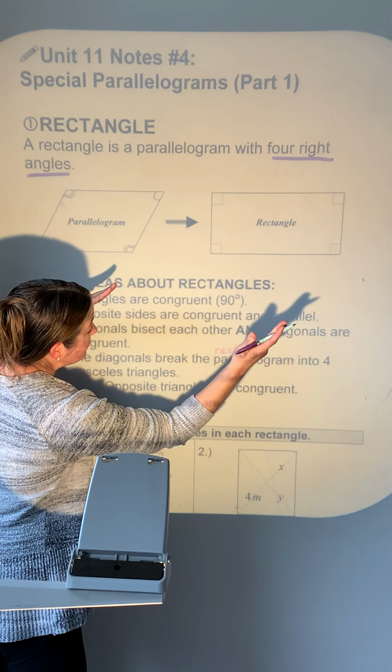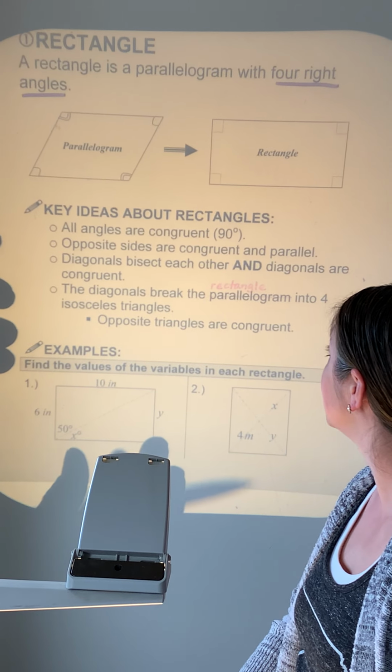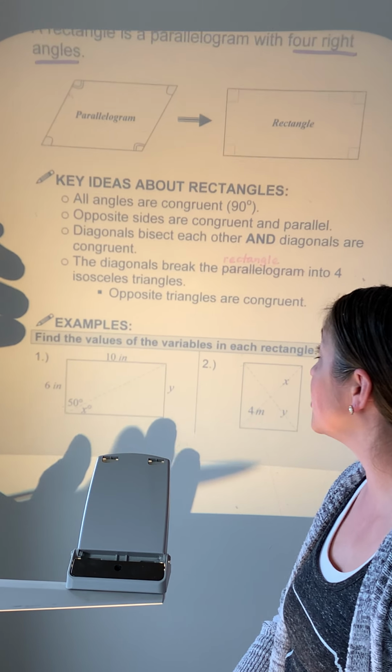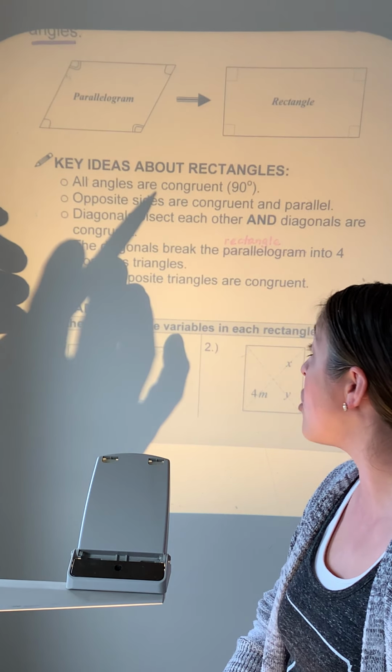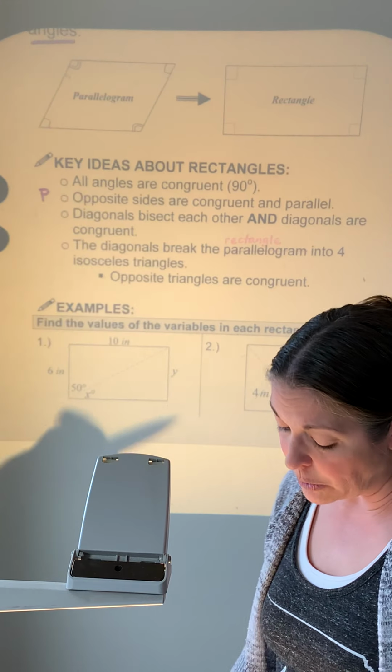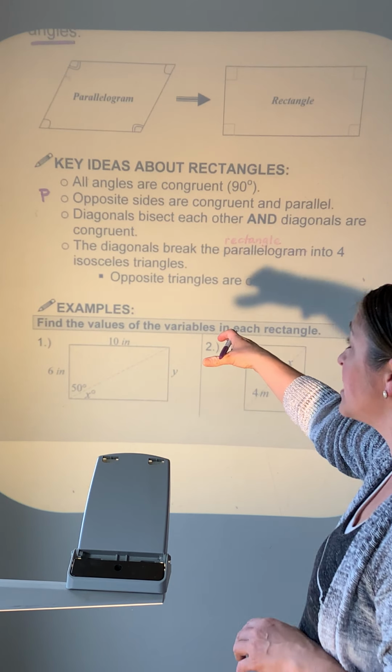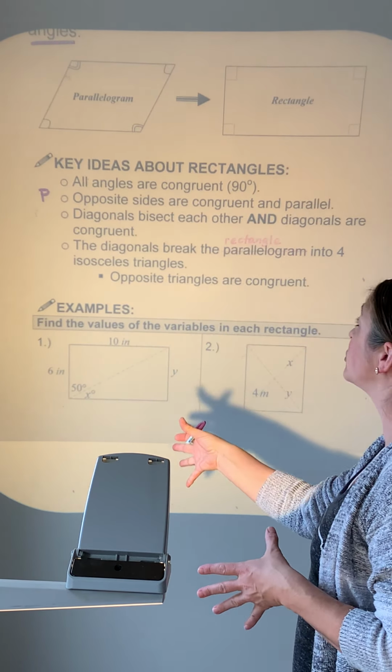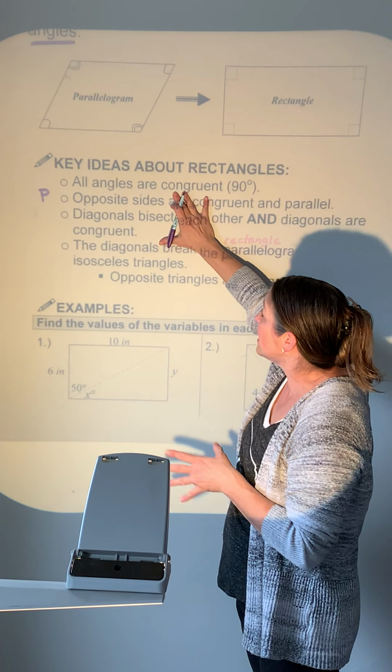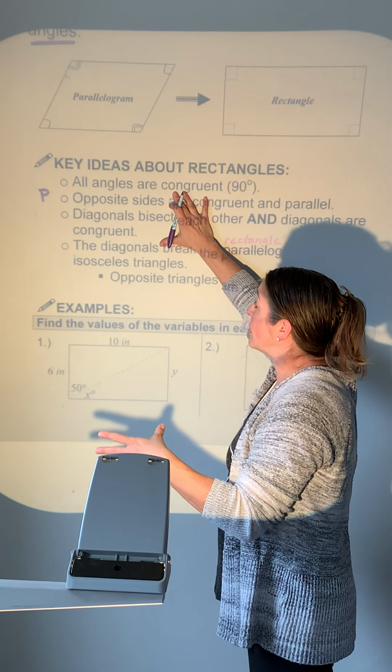But once we do that straightening up, there's a bunch of other stuff that you'll notice. So right here for some key ideas with rectangles, first and foremost, this is what we just talked about. All angles are congruent. They're all 90 degrees. Just like the parallelogram, and I'm going to put a little P there to remind ourselves that just like the parallelogram, opposite sides are congruent and parallel. So that did not change. All that really changed was this angle idea that they're all congruent.